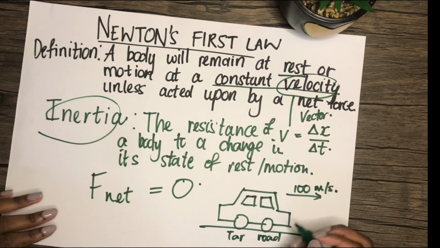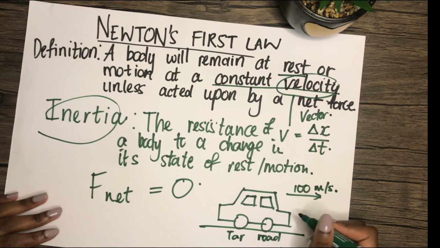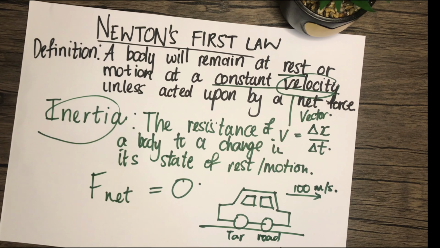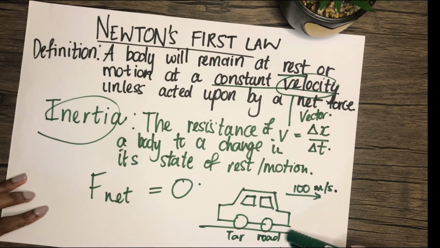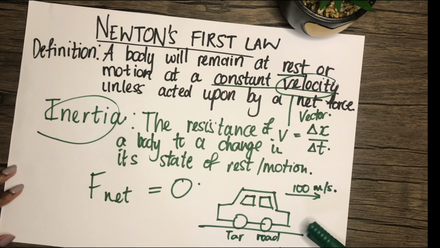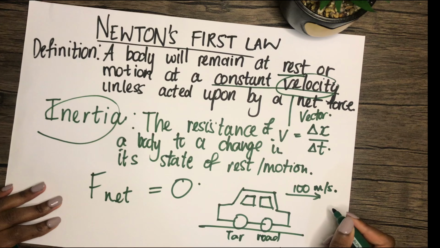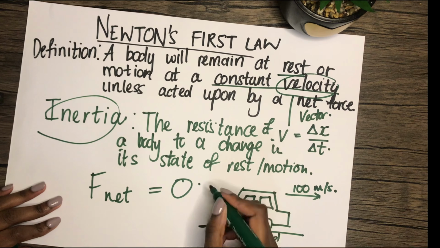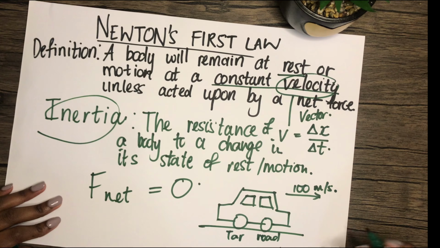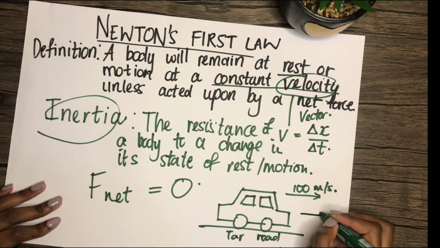So if a car is moving on a tar road at a certain velocity, we should all know that a tar road is not frictionless. There's a certain amount of friction experienced by the wheels of the car. But if the car is moving at a constant velocity, then the frictional force is going to be opposing the motion of the car, right? So there's a certain force applied.